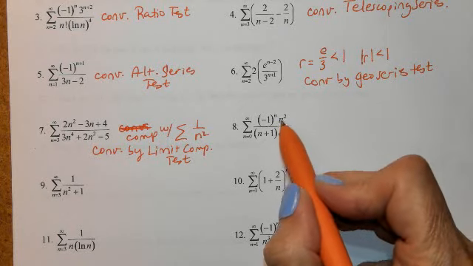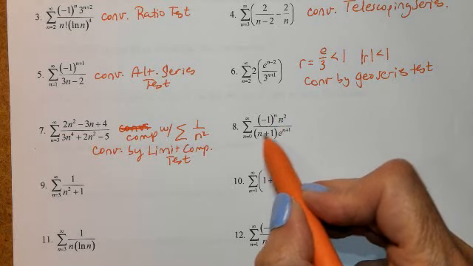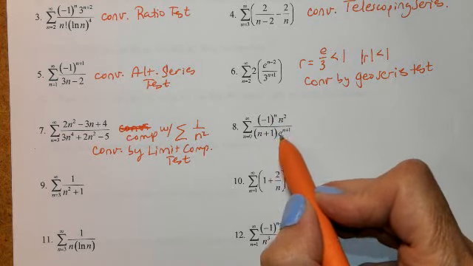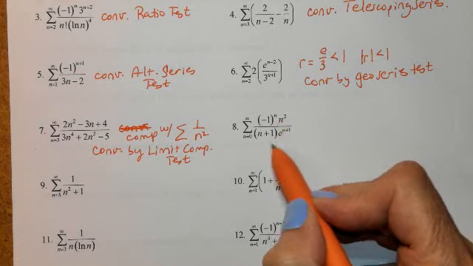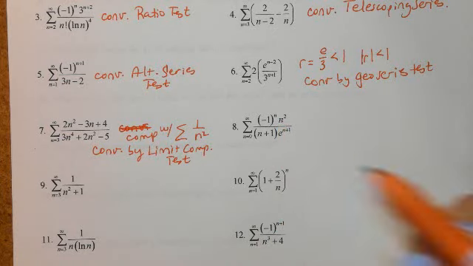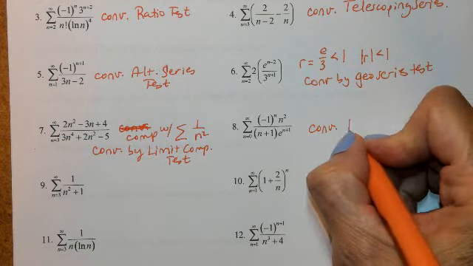And I see this n up on top, and so I know that that limit would be 1, right? Here's another n on the bottom. That limit will be 1. The only thing that I'm going to be using is this 1 over e, right? So when I do that limit, I will get 1 over e, which is less than 1. So this converges by root test.